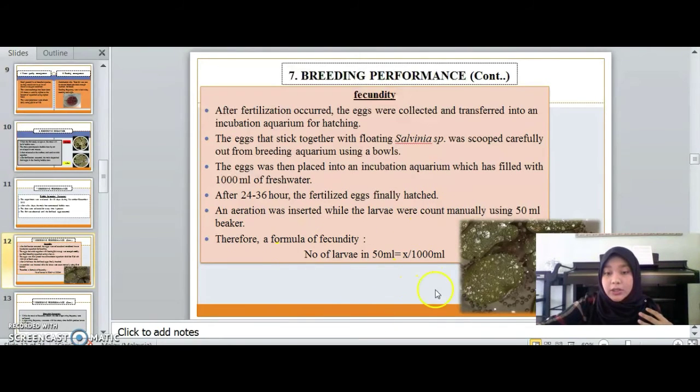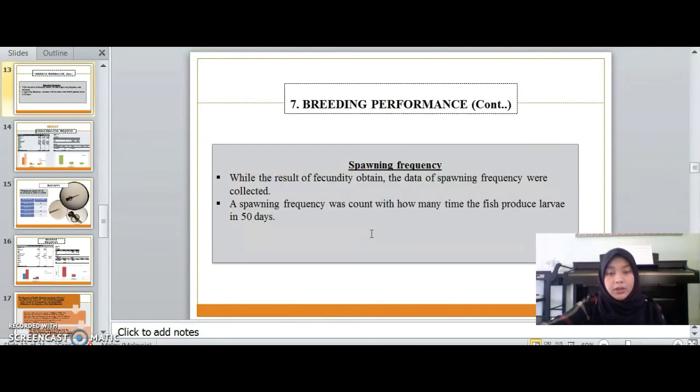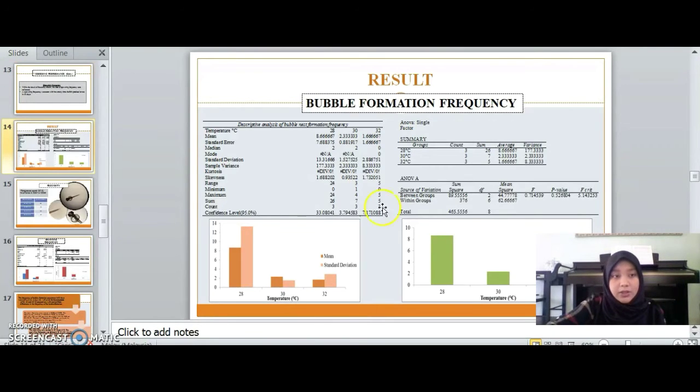So this is the formula to count. And here is our spawning frequency, obtained after the result of fecundity. Data of spawning frequency were collected. Spawning frequency was counted as how many times the fish spawned in 50 days. Okay, this is the result for bubble formation.